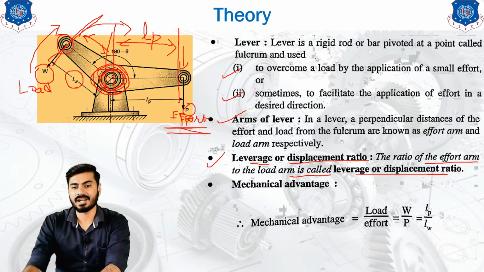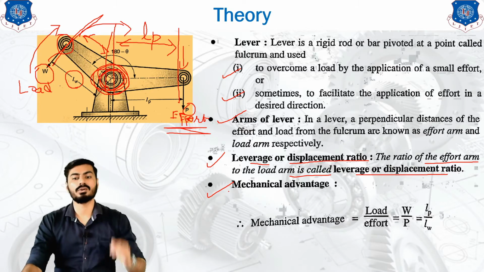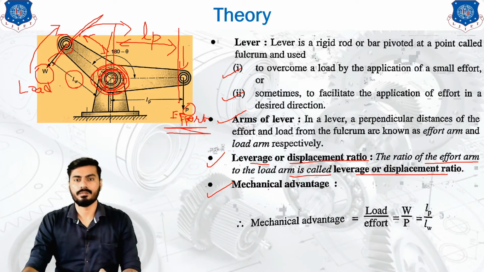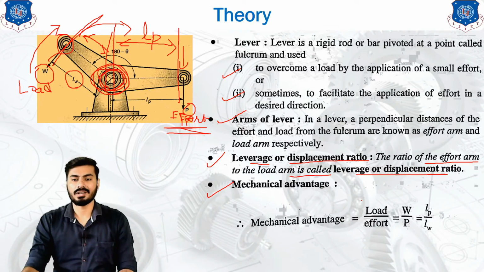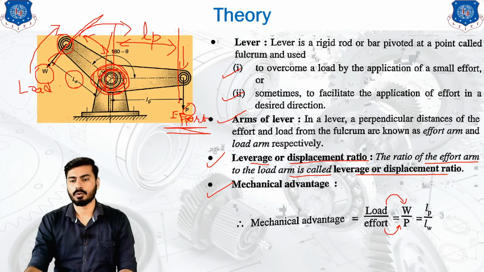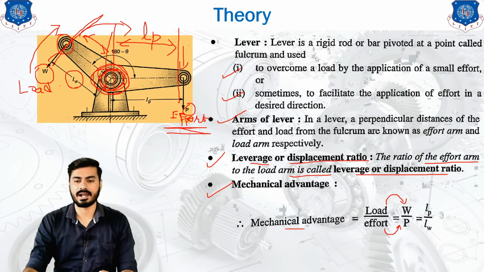Similarly, we will define another ratio which is known as mechanical advantage. Now, this mechanical advantage is also a ratio, the ratio of load to effort. The load is a force and effort is also a force. Load is represented by W and effort is represented by P. So W upon P will give you the mechanical advantage.